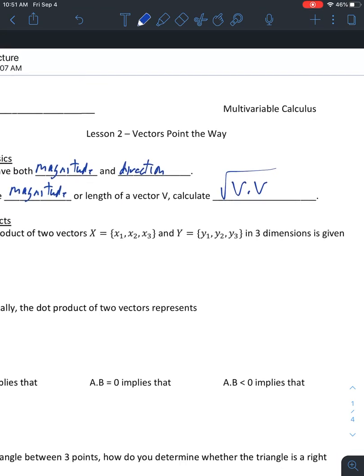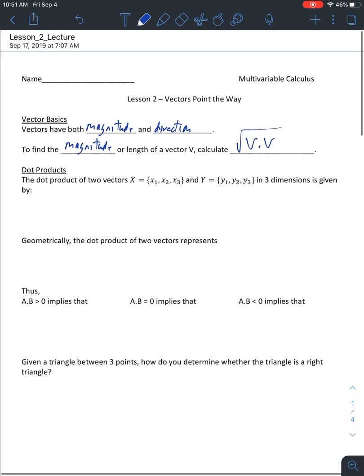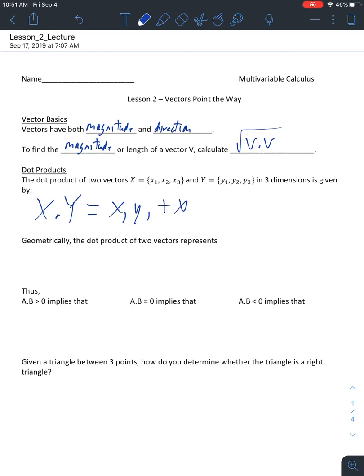Okay, so the dot product in 3 dimensions of two three-dimensional vectors. If I want to do x dot y, it's the same as 2 dimensions, except we just add that third dimension on. So it's x1 y1 plus x2 y2 plus x3 y3.